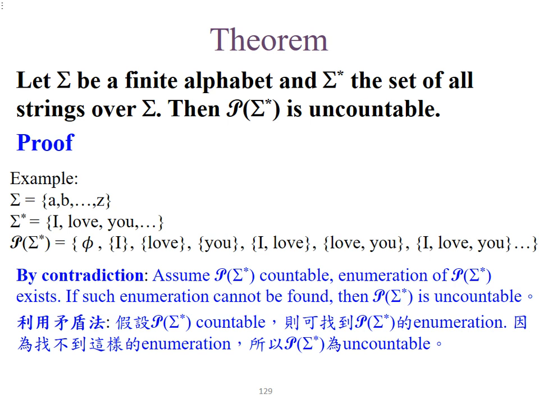Now we want to prove that the power set of sigma star is uncountable. Remember our tree, we assume it's countable, and then we provide the contradiction, and we can prove that the power set of sigma star is an uncountable set. If it is countable, then we can find an enumeration of the power set of sigma star. If we cannot find the enumeration, then it is uncountable. Let's see how we derive the contradiction.